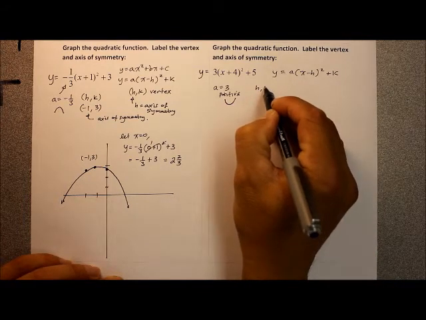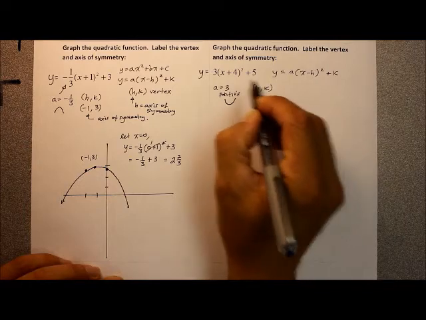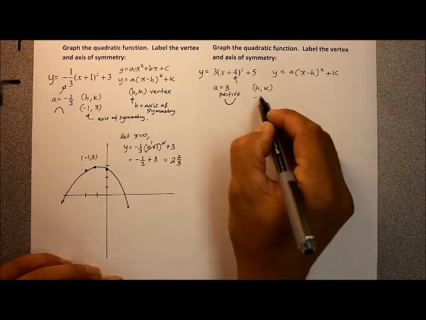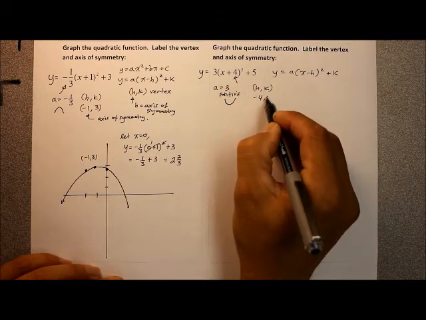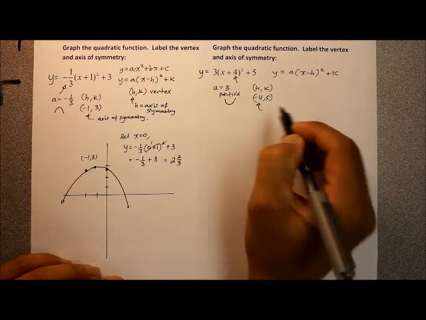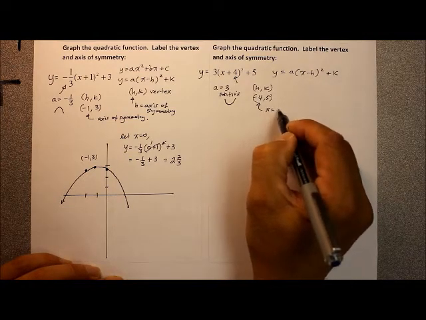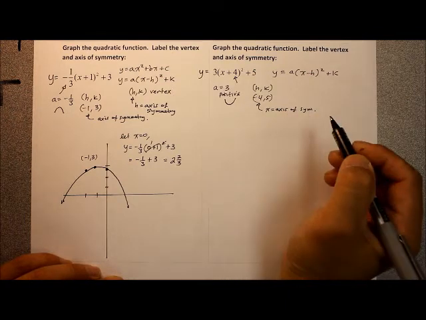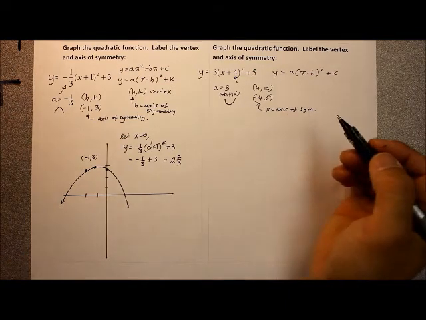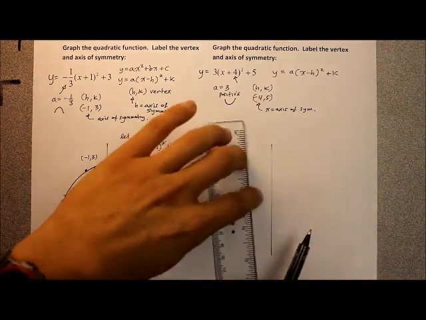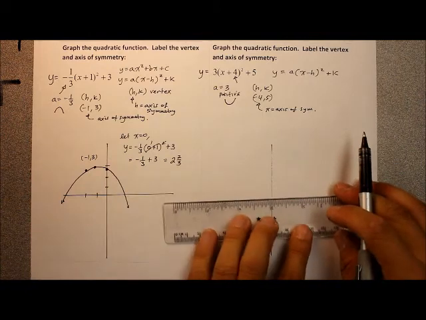Now the h and the k. h is identified over here as the inverse of 4, so it's going to be negative 4, and the k is 5. And this, of course, is the x-value, which is the axis of symmetry. So let's go ahead and draw the coordinate plane. It's that fast.